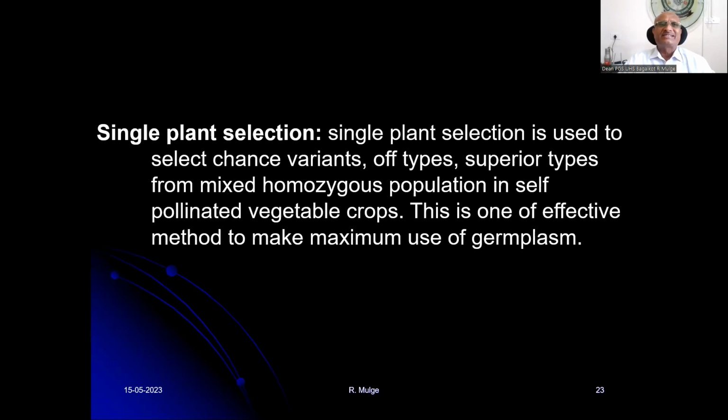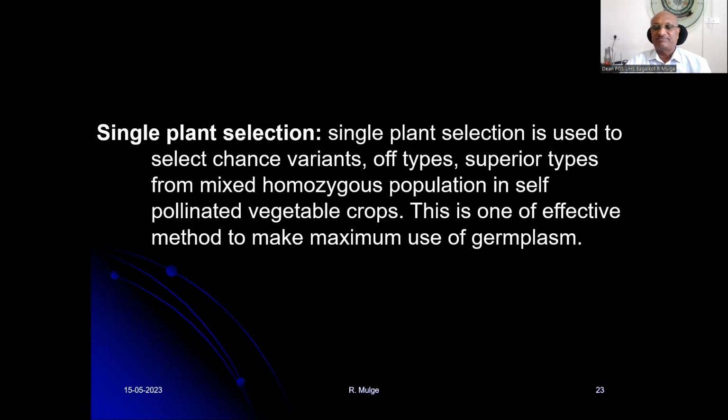Next is single plant selection. I said it's rather than a separate plant breeding method, it is just a chance factor. Single plant selection is used to select chance variants, superior types, from a mixed homozygous population in self-pollinated vegetable crops. This is one of the effective methods to make maximum use of germplasm. You are not having a separate program for that. Somewhere you are multiplying or maintaining germplasm, and at that time you have something good. Suddenly you feel that it's going to go as a variety. You can. So that's why it's a single plant selection.